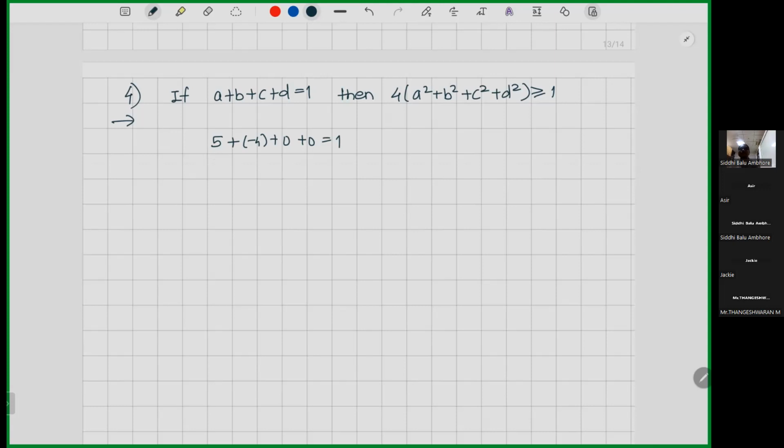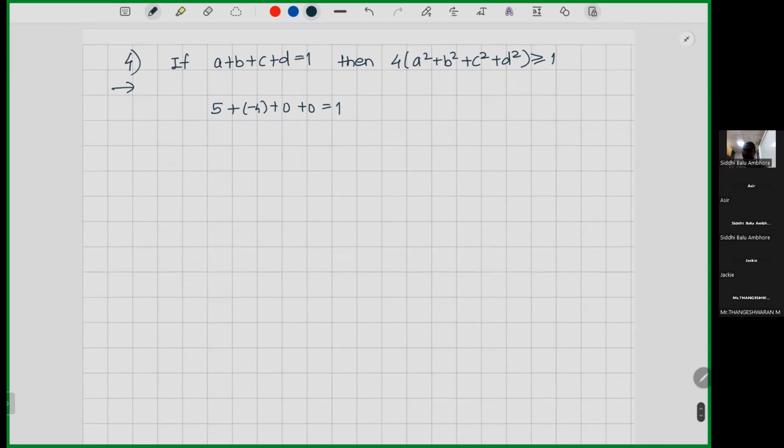So, any guesses? This would be true, because if I even consider negative values, they would turn positive here, and I would have a value greater than 1 because we are multiplying it by 4. Yes, it looks like the statement should be true, right? So let us try to prove this then.